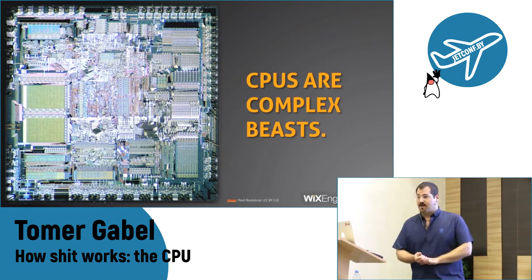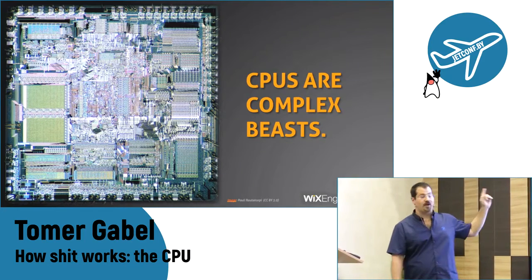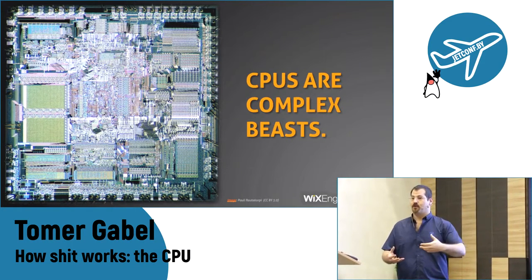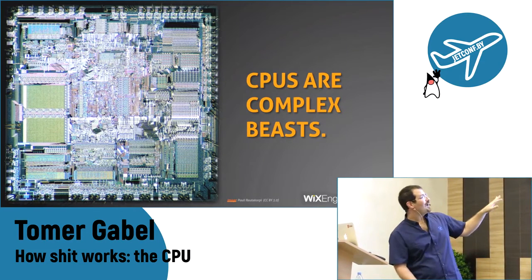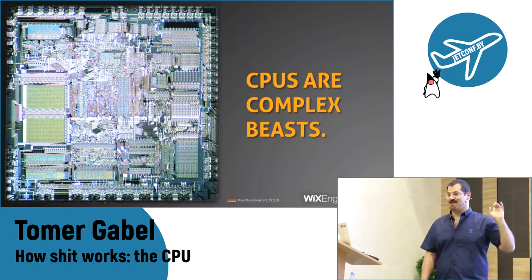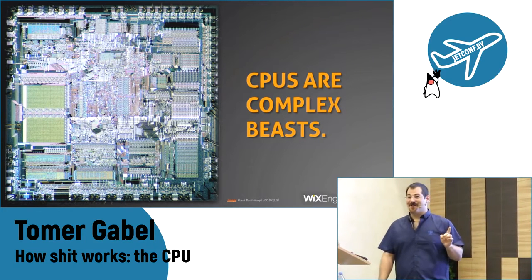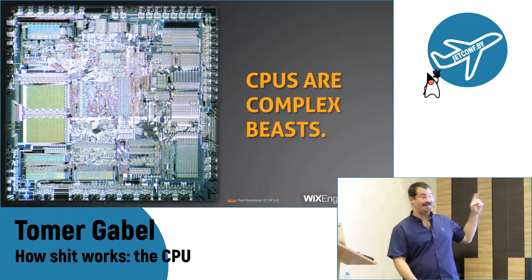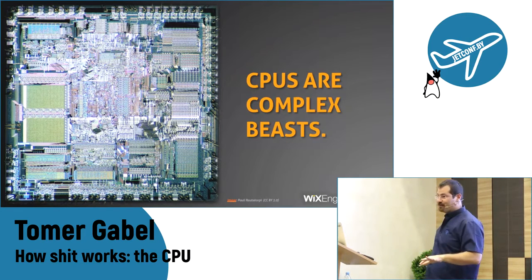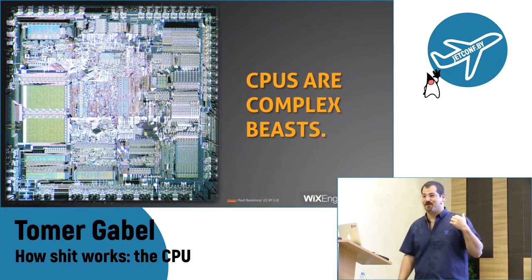Now, the first thing to realize is that CPUs are incredibly, incredibly complex. This is a microscope photograph of a CPU, and it looks highly complex. This CPU is a 286. It's 30 years old, right? So as you might imagine, over 30 years, we've gone from being this complex to being insanely complex. I'm not even going to bother showing you the same image of a modern CPU because it's so dense you just can't tell anything.